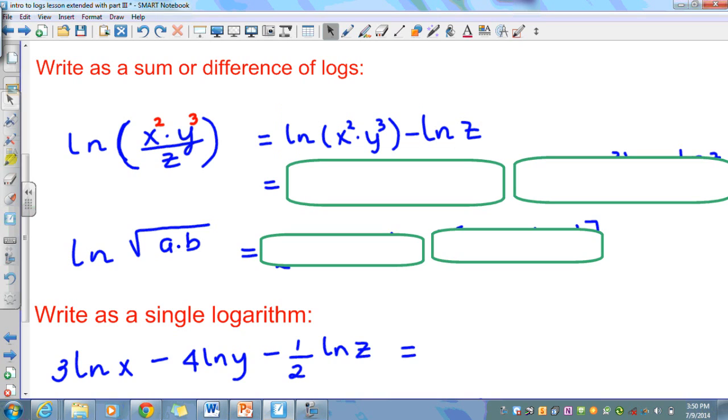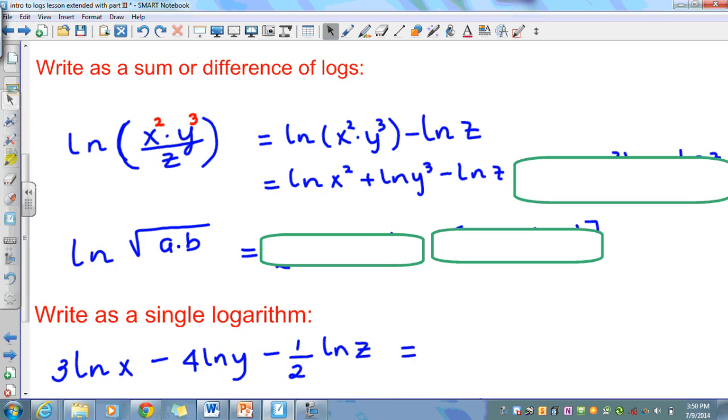So that's exactly what I did here. That's ln of the top minus ln of the bottom. But now that you have another product within the first ln, you can further break that apart as the sum of two logs. So that would be ln x squared plus ln y cubed. And the last term still there, minus ln z.